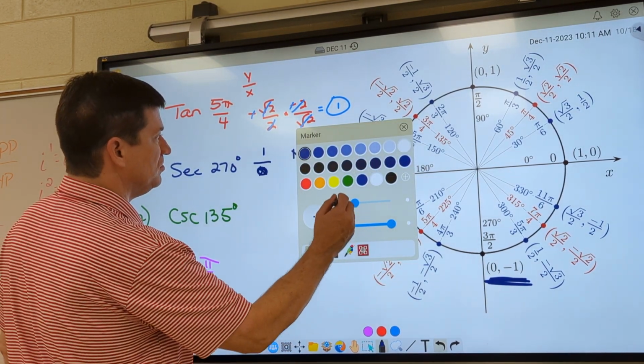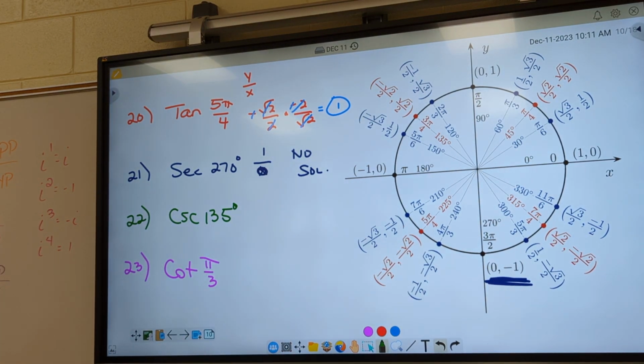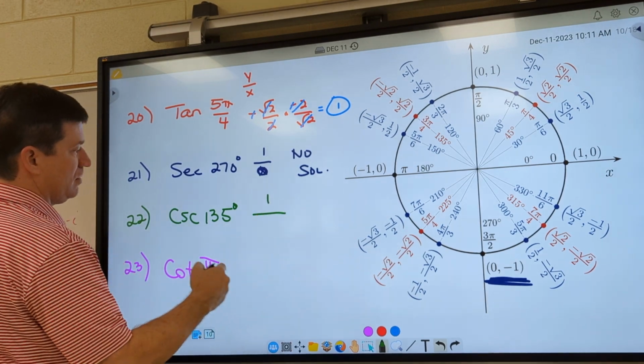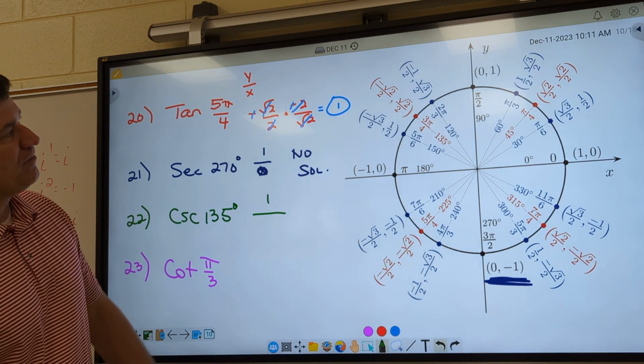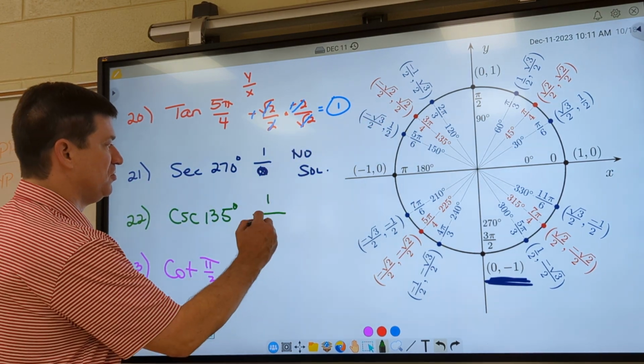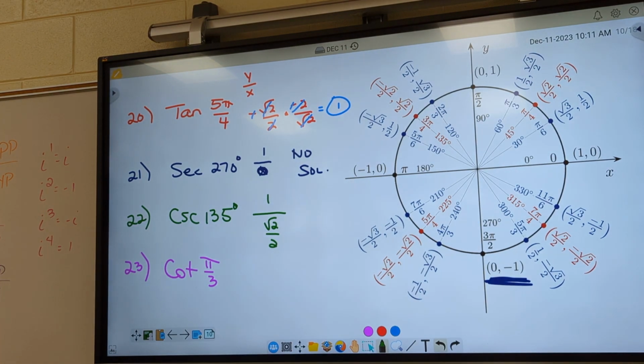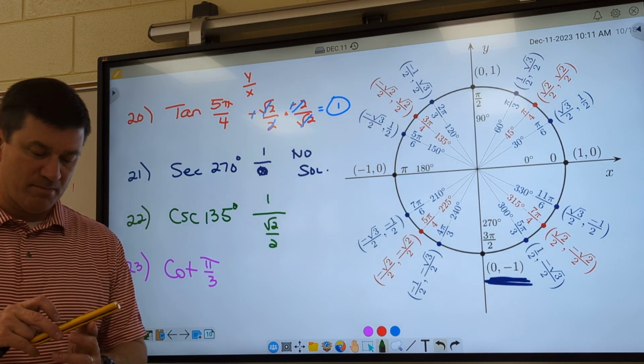All right, 22. What is cosecant? I keep mixing them up, so look at the board. 1 over y. All right, so go to 135 degrees right here. Your y is root 2 over 2. I'm going to let y'all just type that straight in your calculator and not do keep, change, flip. So let's type it in. 1 on top.